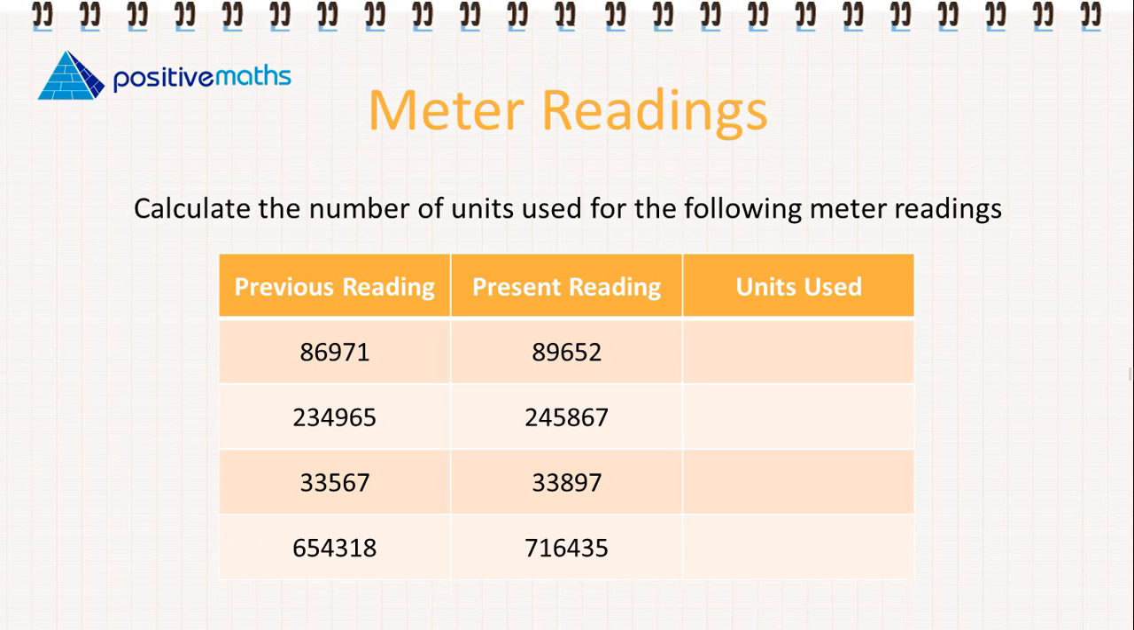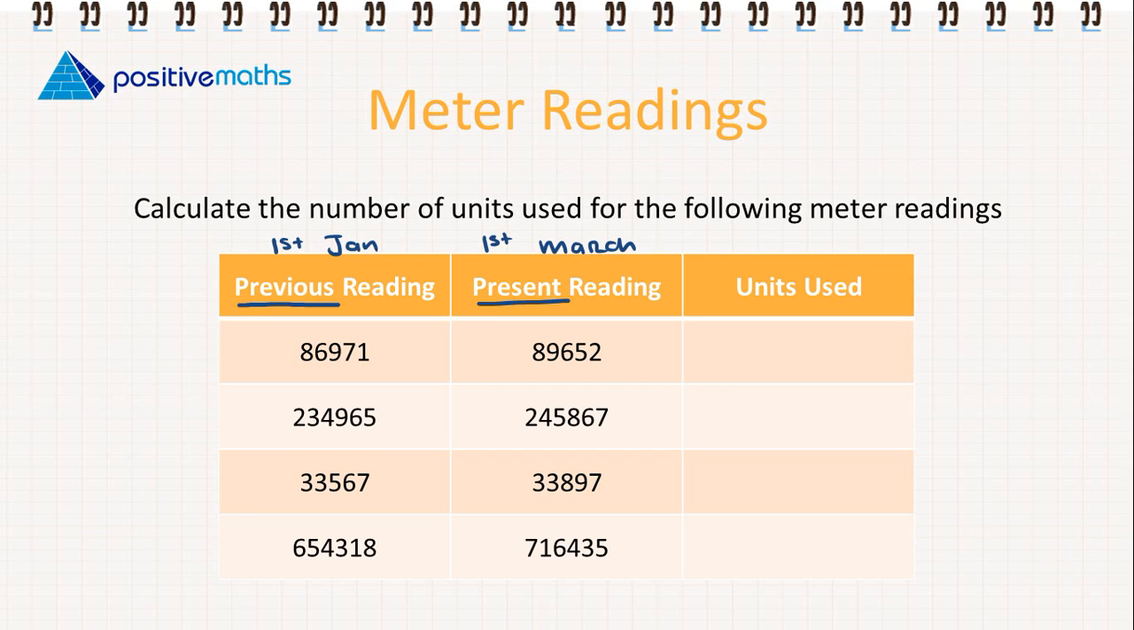So let's calculate the number of units used for the following meter readings. On a bill, it can be presented using these words: previous reading and present reading. That's what it was before. In our last example, that was our 1st of January. Present reading, what it is now. In our last example, previous reading would have been the 1st of January and present reading would have been the 1st of March. So we need to calculate the numbers used. You can see that the present reading will always be greater than the previous reading because they're adding on units.